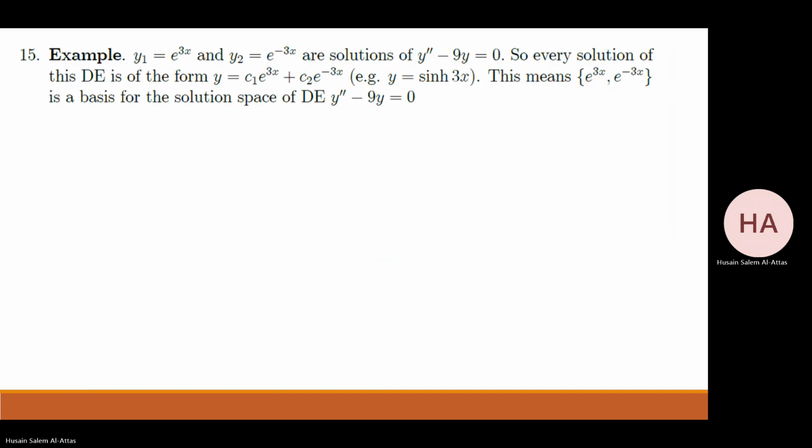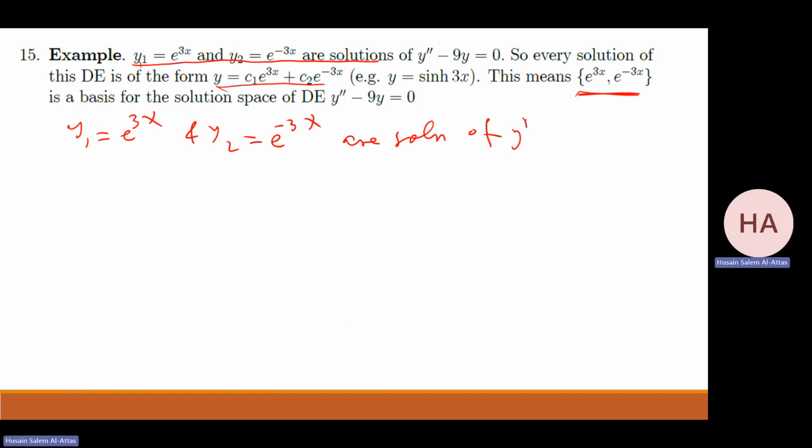Now, an example. These are solutions; this is given information. So we can say every solution can be written in this form, a linear combination of those. When can I say these are bases? They are bases if they are linearly independent. I need to prove they are linearly independent. I have y1, this is given, and y2. These are solutions. You can check this easily. I think we did something similar.